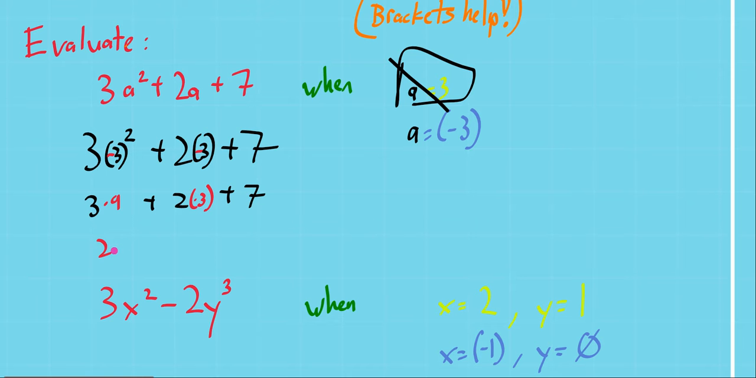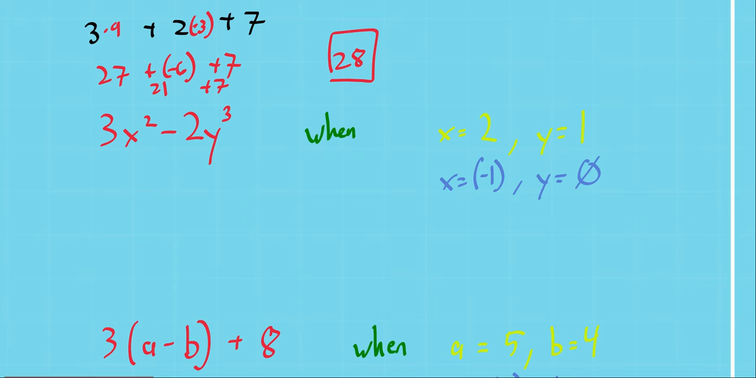3 times 9 is 27. That didn't change from before. And 2 times negative 3 is negative 6. And now if we have 27 and negative 6, we should get 21. 21 and 7 is going to be 28. So a different answer because we had a different variable, but the same technique, just wherever there was an a, throw in the number that they tell you.